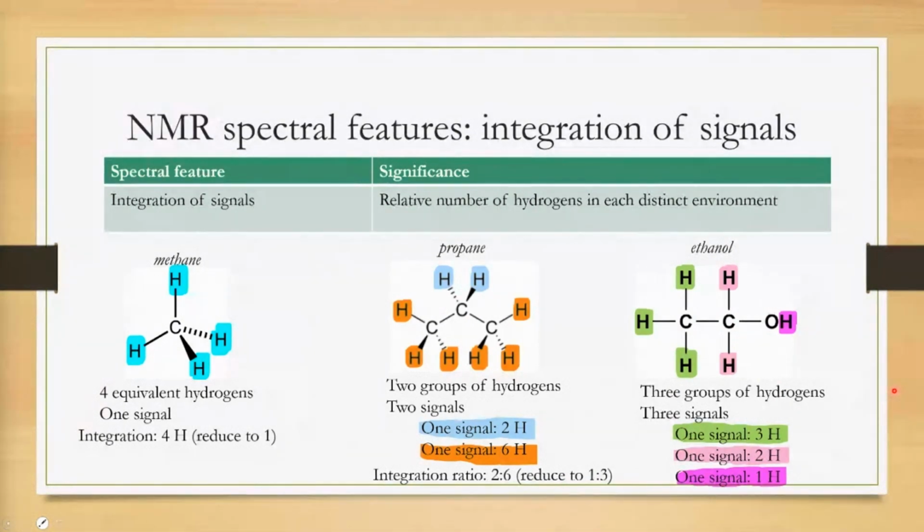So if we're looking at the integration of the peaks on the proton NMR spectrum for ethanol, we'd have a ratio of 3 to 2 to 1. That can't be reduced any further because we already have this one here. So the ratio of integrations will be 3 to 2 to 1. If you don't know what molecule you have, but you do have the NMR spectrum and the integration ratio, that tells you how many protons correspond to each peak present on the spectrum.